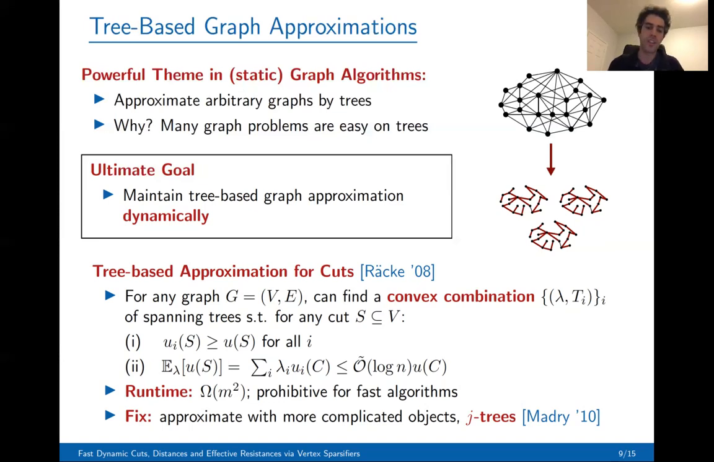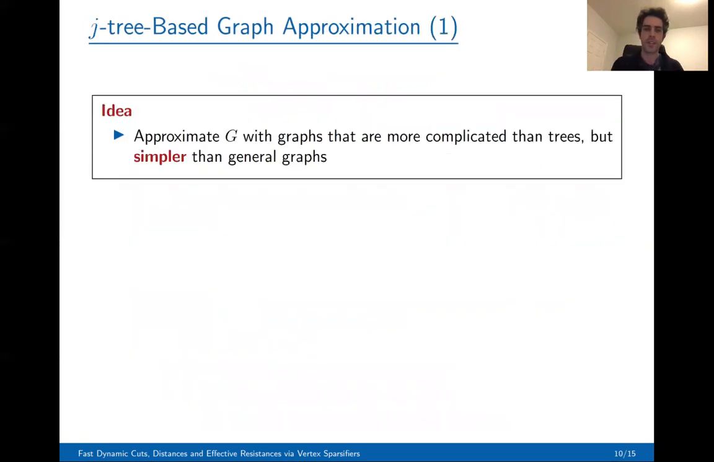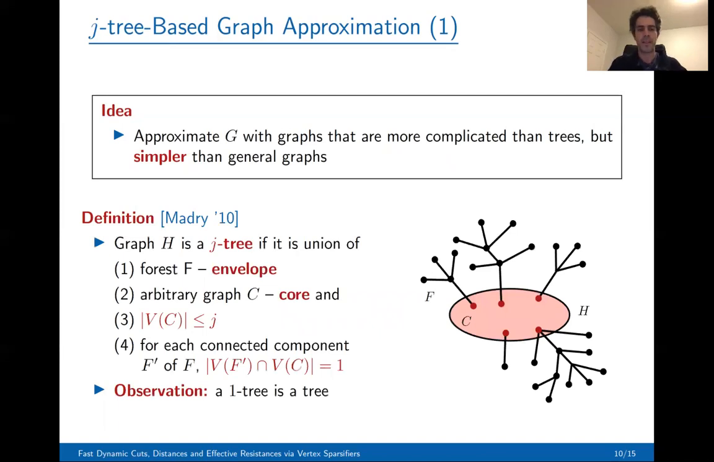Fortunately, there is more work of Madry, who said that, well, I don't want to approximate graphs by trees, but I want to approximate with more complicated objects. And these more complicated objects are called J trees. So let's look at what a J tree is. The idea is, I don't want to approximate G with trees anymore because it's somewhat expensive. Let's allow more complicated graphs, but of course, these complicated graphs should be simpler than general graphs, right?